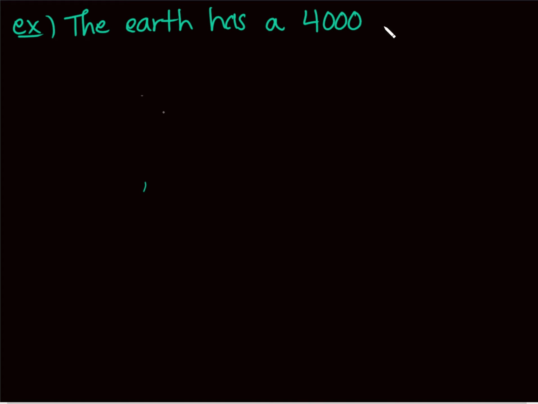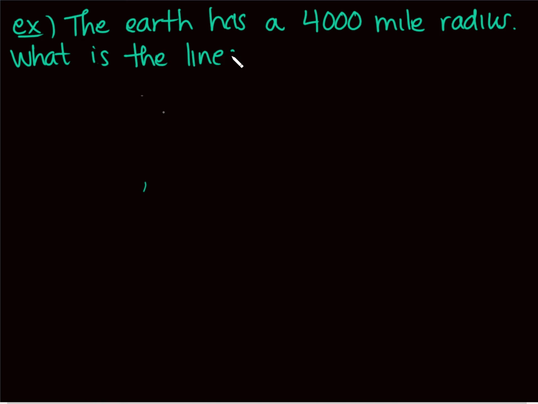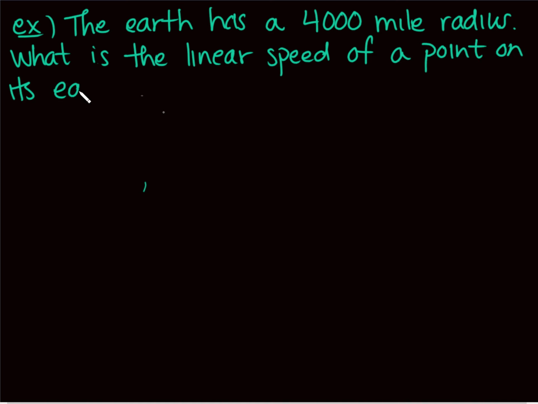All right, last one. Okay, the Earth has, and I love examples like this with any of the planets, I just think it's interesting, a 4,000 mile radius from its center, right? What is the linear speed? So this one we're going to have to think about for a minute. Of a point on its equator, in miles per hour.